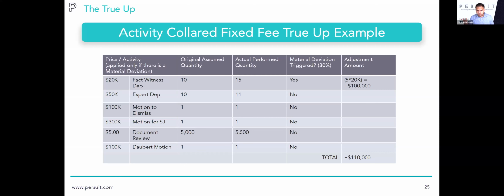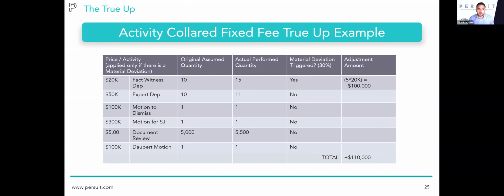Yeah, so you see that example on document review. Your original assumption was 5,000 documents. You asked the firms to come back and give you an accounting of how many were performed later after a document review vendor already did their culling. So it turns out that there's 5,500. That's an increase of 500 documents, but it's not a 30% increase. So there's no adjustment amount there.